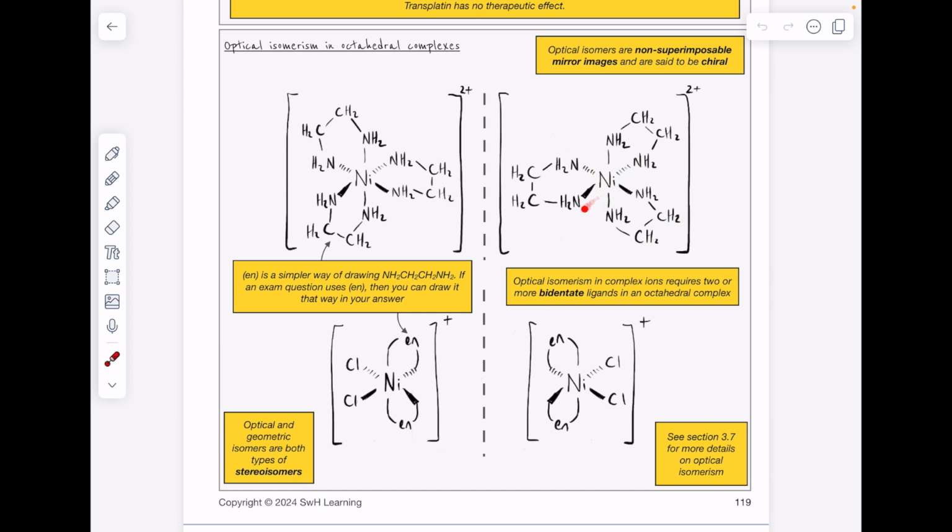This is obviously a super complex bidentate ligand. So actually we can use the 2 letters En to represent this entire bidentate ligand. And in the exam, it's perfectly okay to substitute this for En, as we can see here. Now the dotted line is supposed to represent, in effect, our mirror, so you can see that these are both mirror images of each other. They are non-superimposable mirror images.